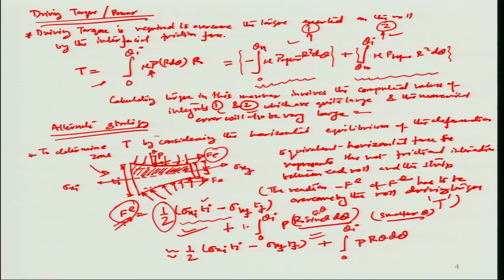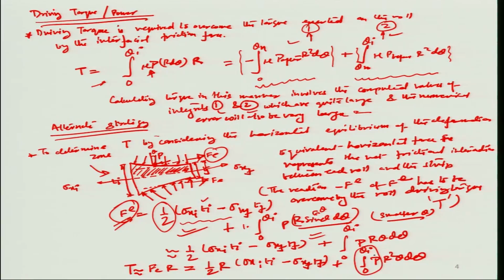And obviously if this is the total amount of frictional force, the torque that this force will exert on the center of the roll would actually be the Fe R product, or force times radius product, and this torque is approximately estimated as half R times sigma xi times Ti minus sigma xf times Tf, for obvious reasons, plus integral of 0 to theta I of P R square theta d theta. And you have to remember then again that when we are talking about the roll, we have to divide this into again two parts.